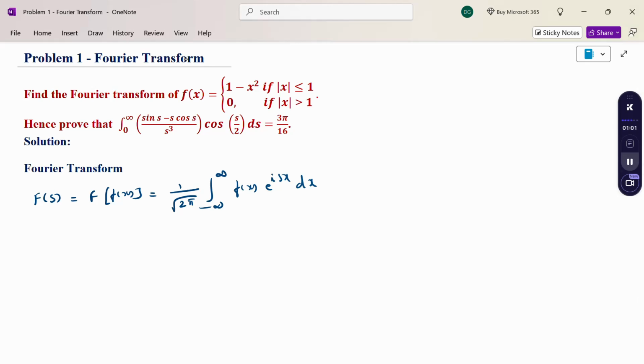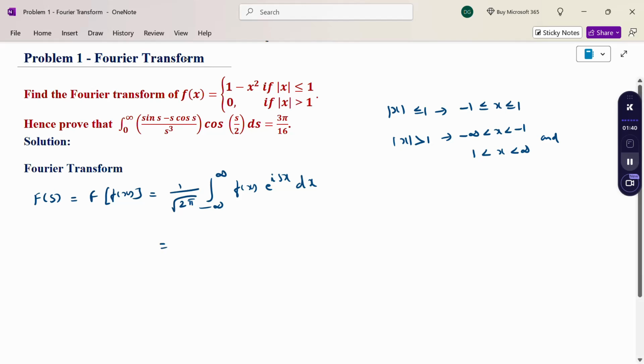But the problem is f of x is given in different ranges. So what are the different ranges? Look here. If modulus of x less than or equal to 1, it is nothing but minus 1 to plus 1, and modulus of x greater than 1 is nothing but minus infinity to minus 1, then 1 to infinity. So in this range f of x is given. In the first range, minus 1 to 1, f of x is 1 minus x square, and for minus infinity to minus 1 and 1 to infinity it is 0, because modulus x covers both negative and positive values.